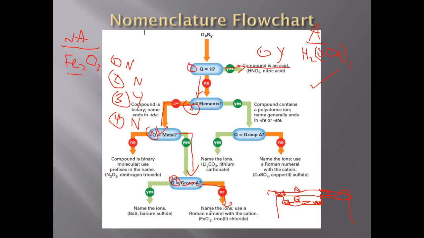And so we go down here and it says, name the ions, and then use a Roman numeral with the cation. What I've taught you all along, okay? So just follow those rules and you're fine. This is a flow chart for people who maybe are having a little bit more trouble. So if we were to name this one, the acid would be a sulfuric acid. Sulfuric acid, all right.